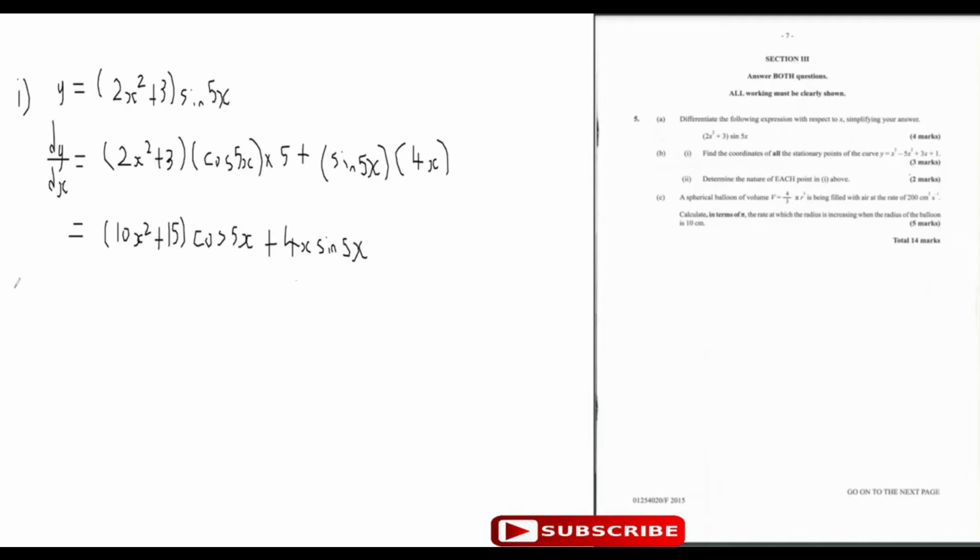Now part B. Part B is saying to us that we need to find the coordinates of all the stationary points on the curve. And what that means is, we're told that y is equal to x cubed minus 5x squared plus 3x plus 1.